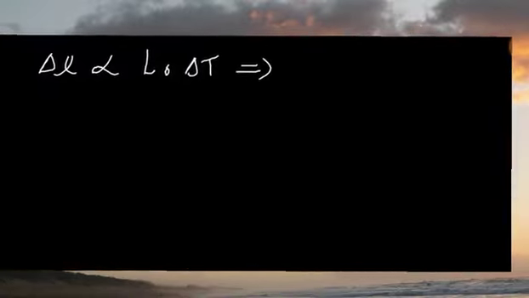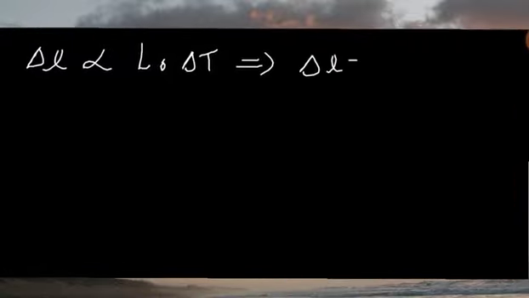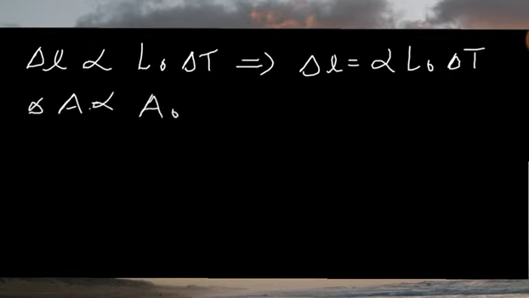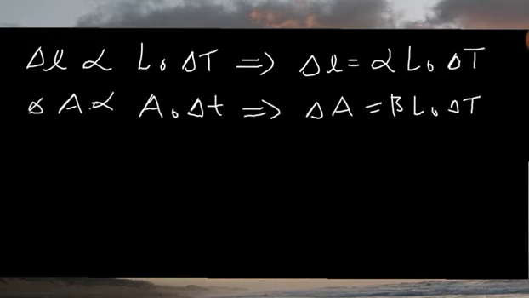initial length of an object times change in T. So there is a proportional constant alpha, so linear expansion is equal to the linear expansion coefficient alpha times original length times change in T. The other is areal expansion. Areal expansion is directly proportional to initial area times change in T. So there is a proportional constant; change in area, or areal expansion, is equal to beta L naught change in T.